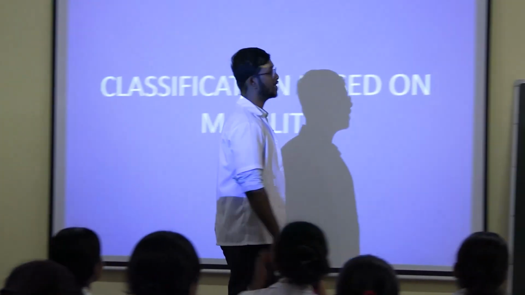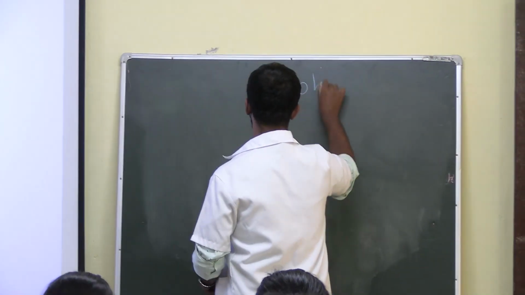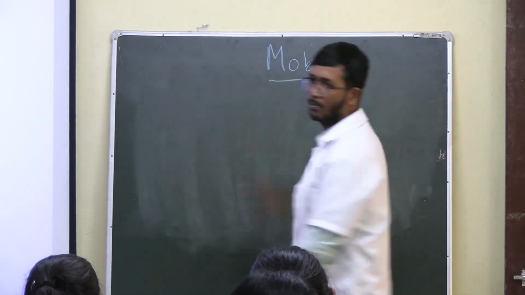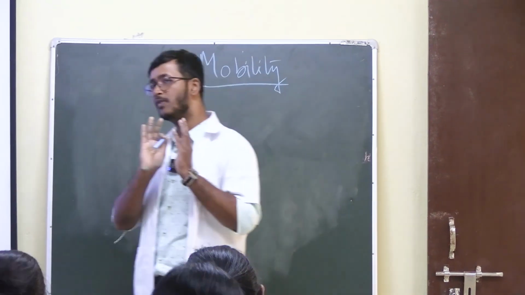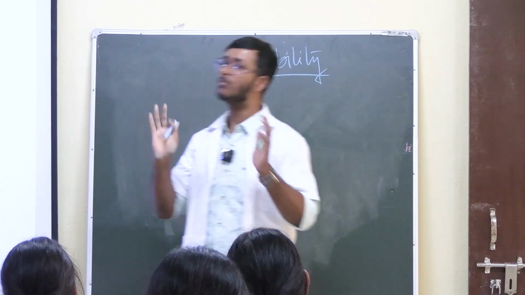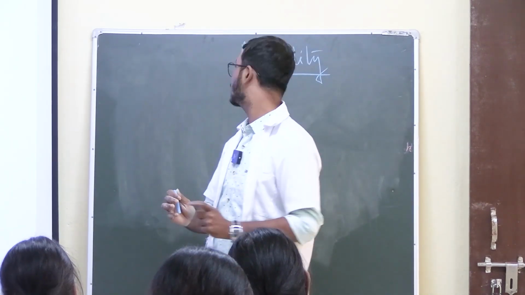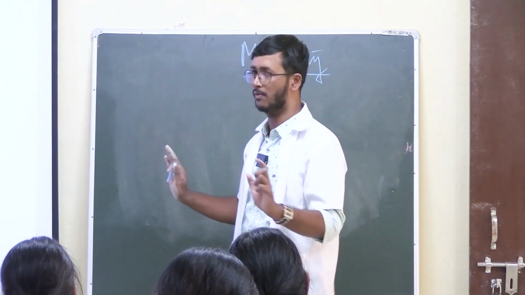So classification based on mobility. What do you mean by mobility? Mobility means movement. So in simple terms, out of the 5 classifications of vertebrae, cervical, thoracic, lumbar, sacral, and coccyx, which are mobile vertebrae and which are non-mobile vertebrae. Basically we can turn our neck like this and do like this. So our cervical vertebra is movable.